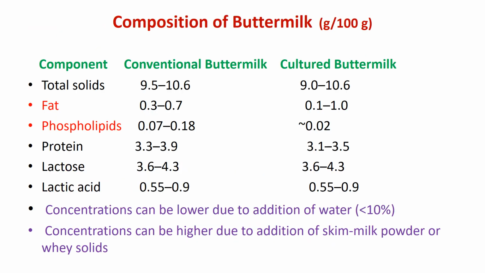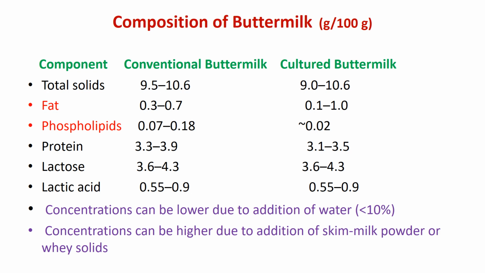So here is the composition of buttermilk in grams per 100 grams. Most of the total solids are 9.5 to 10, and there is a comparison between conventional buttermilk and cultured buttermilk. They are almost similar. In the case of conventional, the fat content is more, up to 3%, whereas in cultured buttermilk it will be very less. Then protein is around 3 to 3.9 in both cases. In lactose, almost all the lactose will be in the buttermilk, because lactose normally remains in solution form in the milk, so that fully goes with the buttermilk.